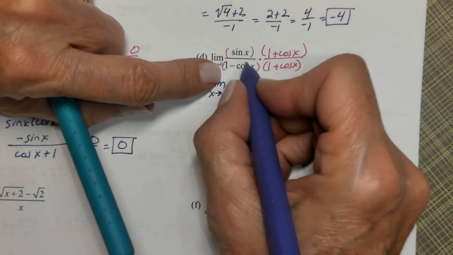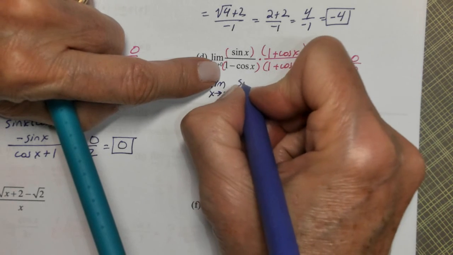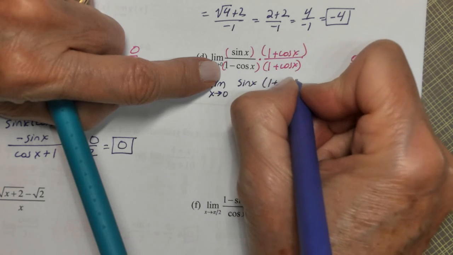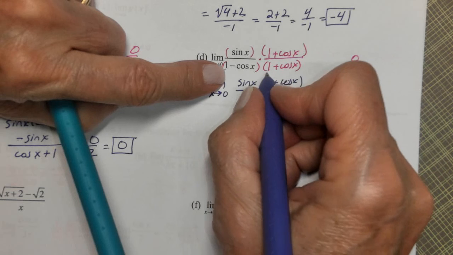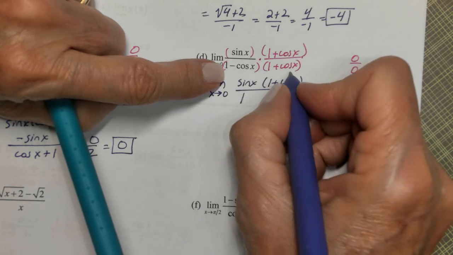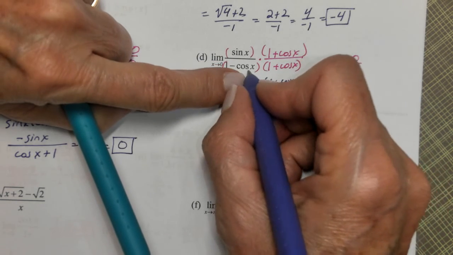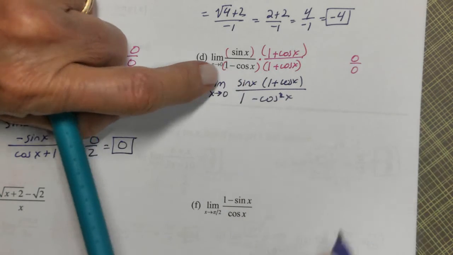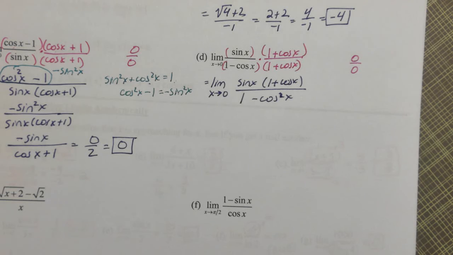Okay, only multiply where your conjugates are. Up on top we have sine x times 1 plus cosine x. On the bottom we're going to have 1 times 1 is 1. The middle term zeroes out. We have a negative cosine squared x. Okay, so what is 1 minus cosine squared x?